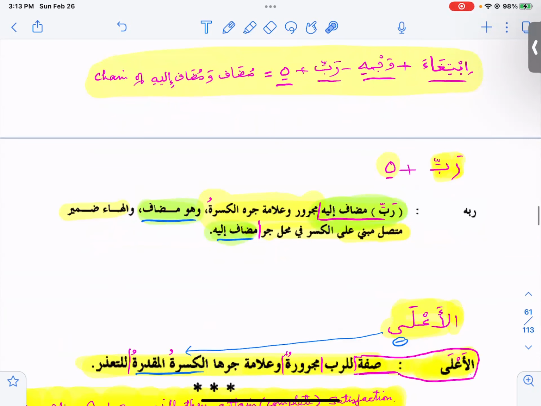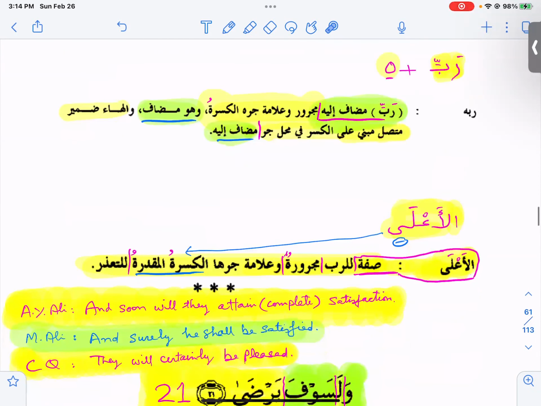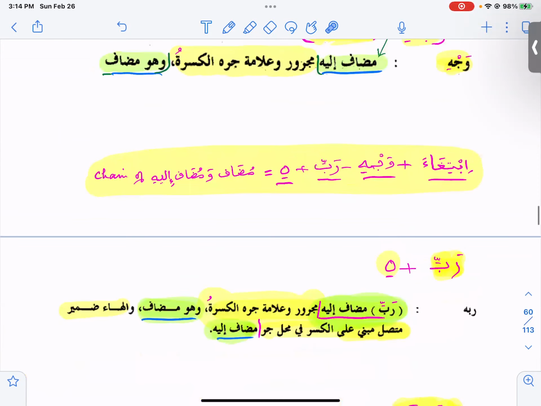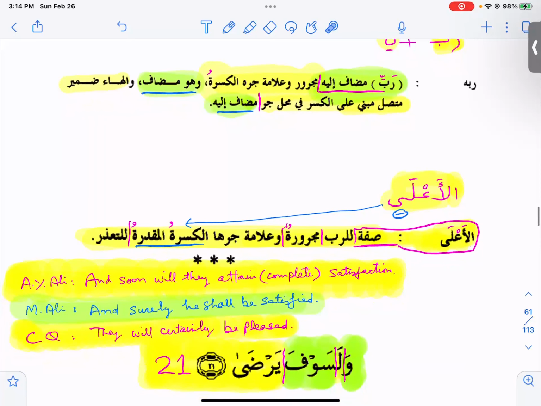It will come. Rabbihi: rabbi mudaf ilayhi, majrurun wa alamatu jarrihi kasra, wa huwa mudaf. Yes, it is mudaf. Hi is a pronoun, mutasilun, in the position of jarr, mudaf ilayhi. Al-A'la. So I told you the chain of mudaf, mudaf ilayhi: ibtigha'a wajhi rabbihi. So Al-A'la is the sifat for Rabb. This is the sifat for the Rabb, Al-A'la.